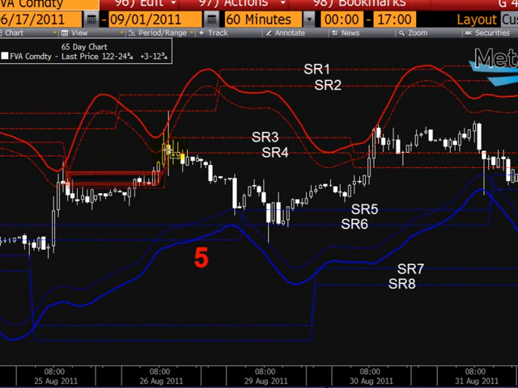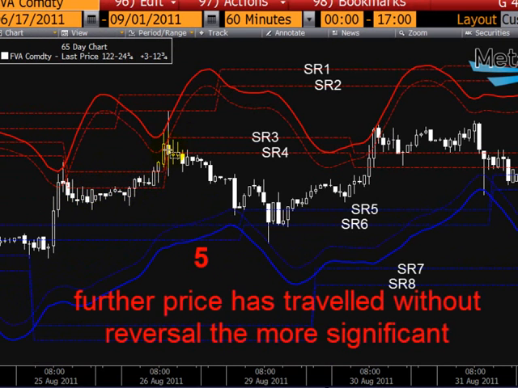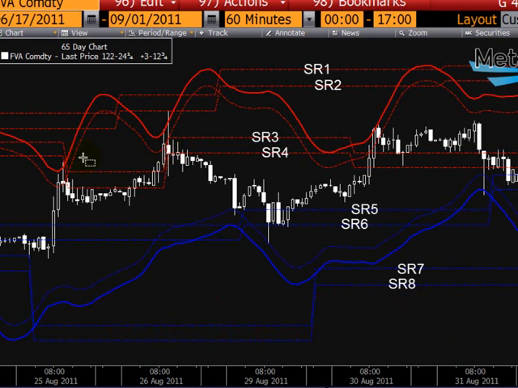And then finally, the further price has traveled without a reversal to get to a support resistance level, the more significant that is as well. And there's not an example here, but we'll look at some of those in some live examples.